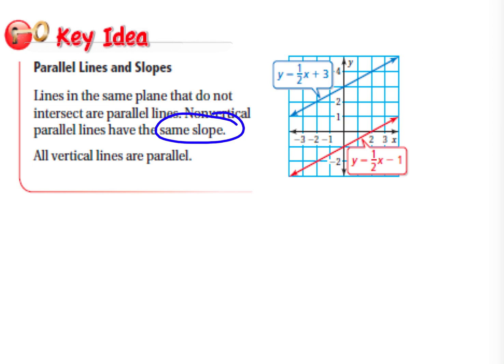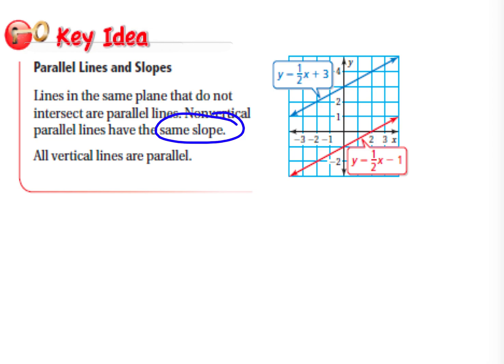So now we're going to move on into the 3.2 extension. This is new information. It's really an application of slope. So parallel lines extend forever and do not intersect. So if we have parallel lines, they have the same slope. Now on the key idea here, it says non-vertical parallel lines.